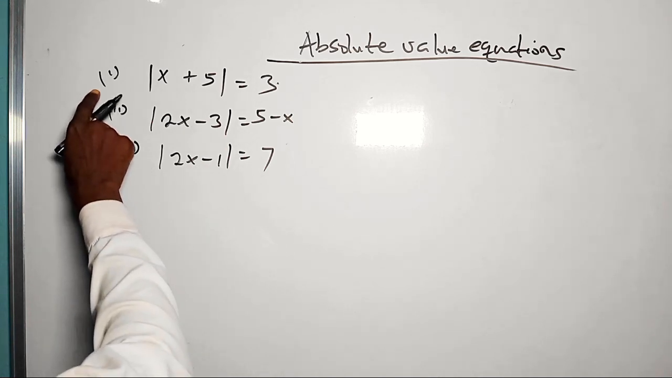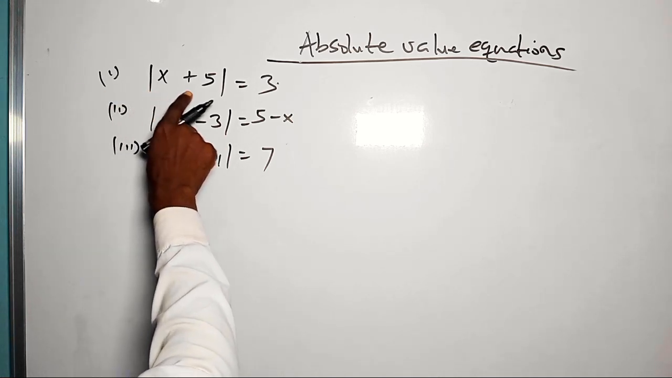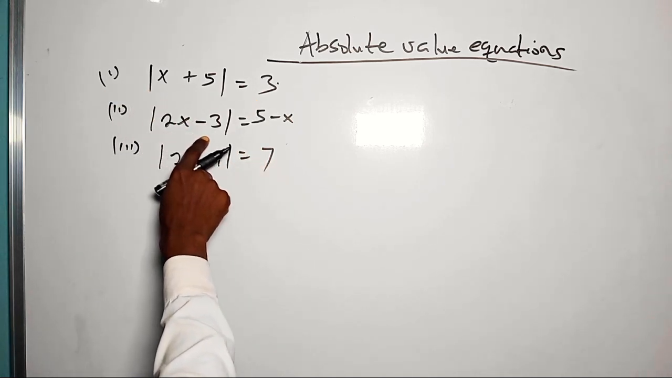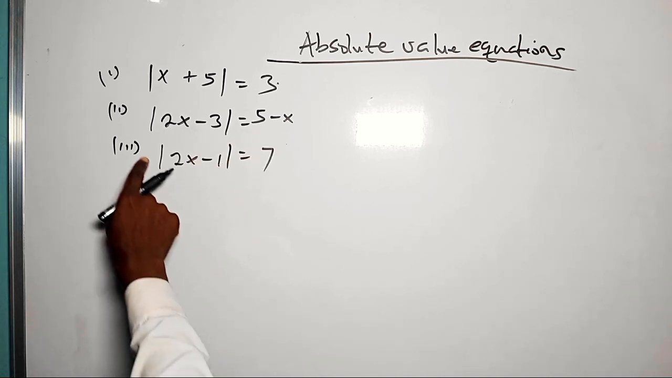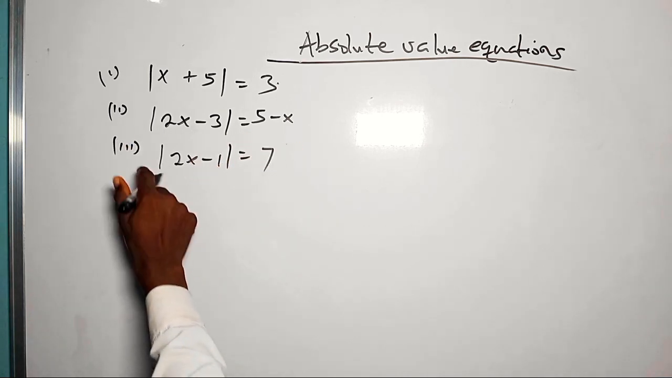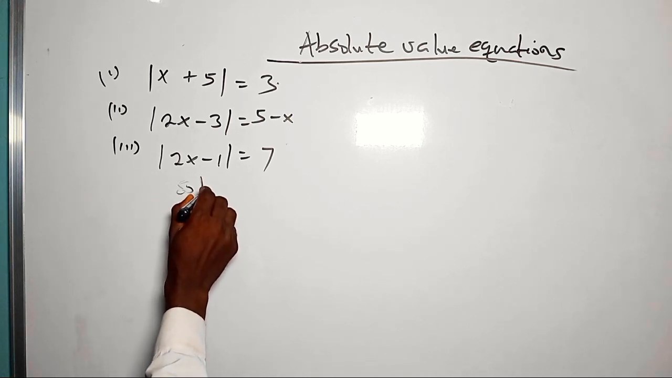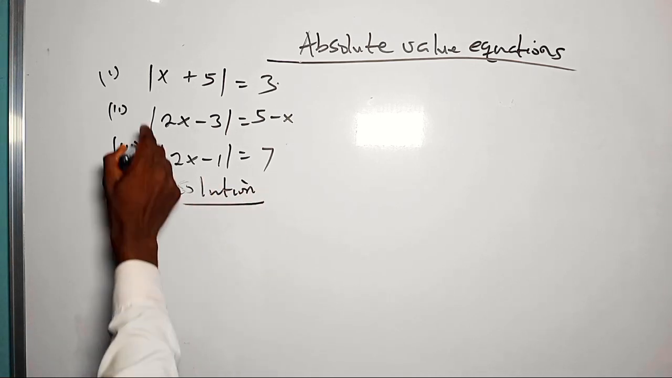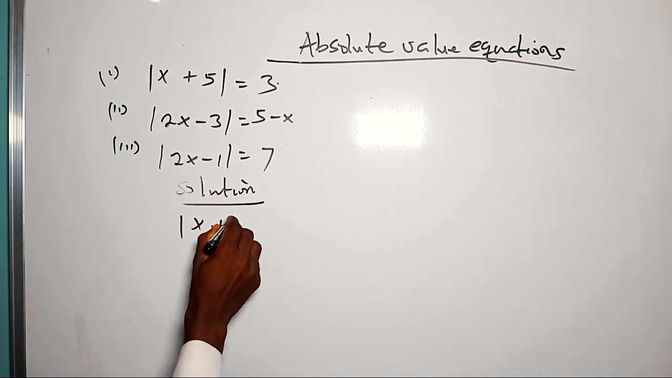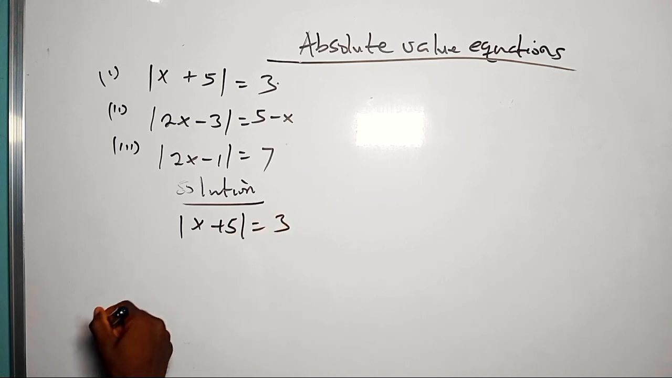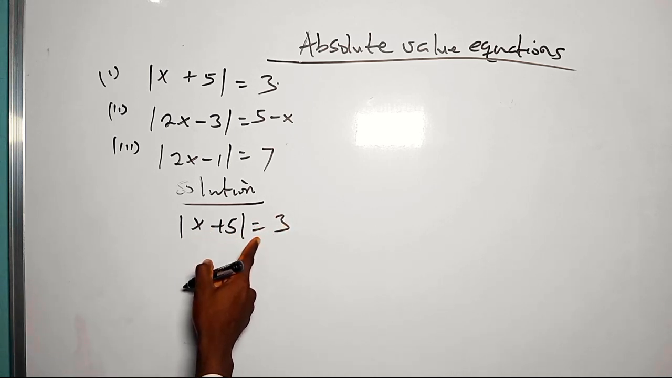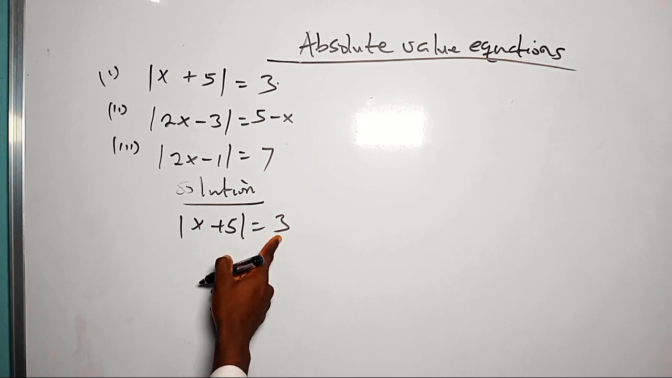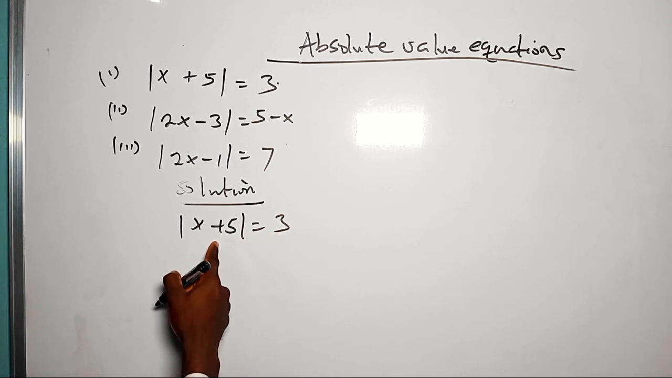We have the first one, the absolute value of x plus 5 equals 3, then the absolute value of 2x minus 3 equals 5 minus x, and the absolute value of 2x minus 1 equals 7. How do you solve these three equations? Solution. So we have the absolute value of x plus 5 equals 3. What we do first is we take this as positive, and we equate this to be negative as well. So we have two sets of equations.